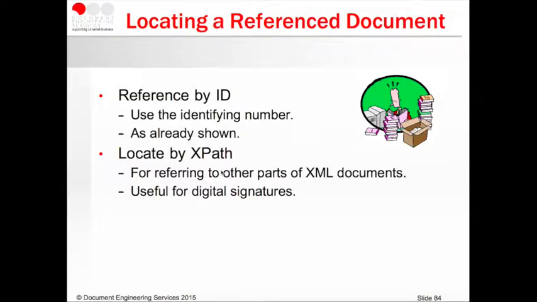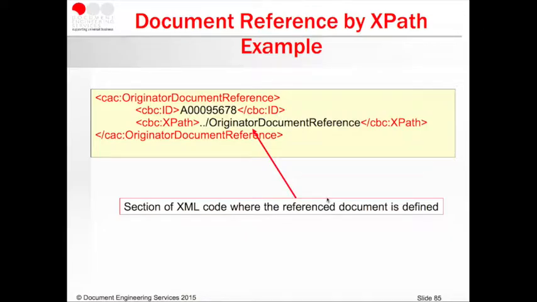Now, it's one thing to identify the document, and we've done that in the previous example, but sometimes we need to locate it. We need to say, where is the document? Where can I find a copy of the document you're referring to? And one way you can do this with XML is you can actually specify what's called the XPath, the address within the document where the other document that you're referring to exists. It's often used for things like digital signatures. And let me show you an example of this.